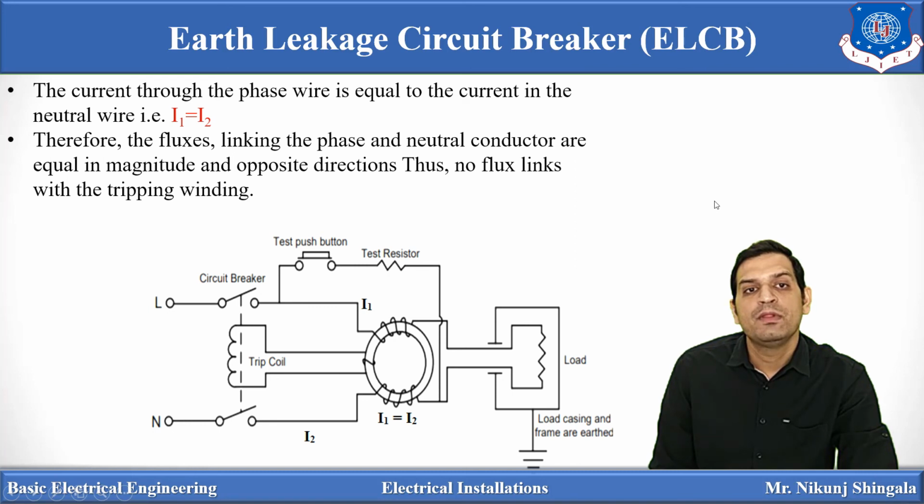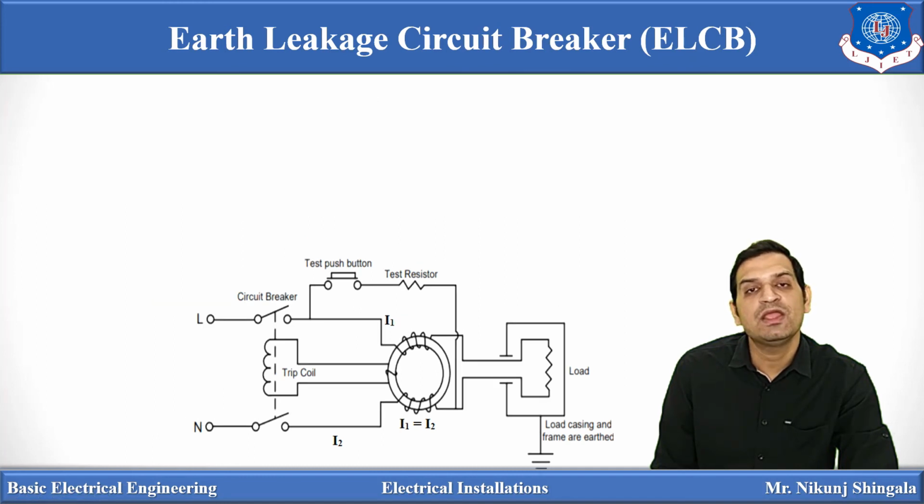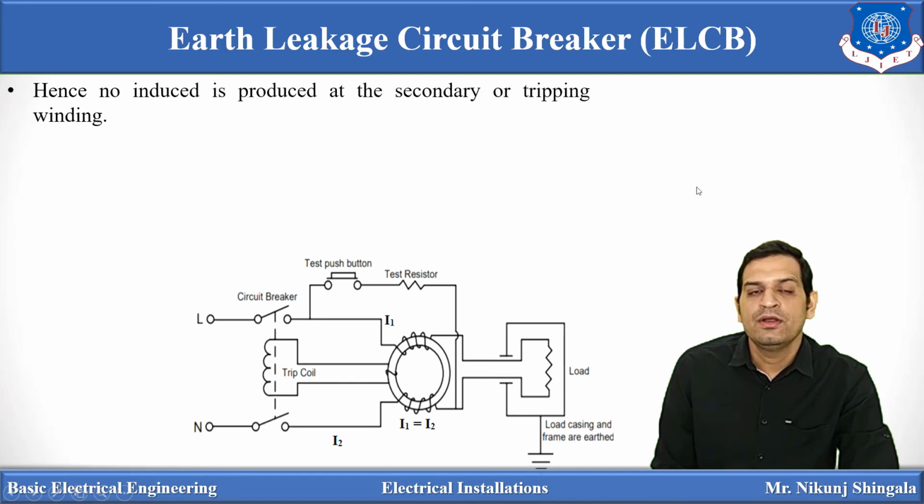So the flux linking with the phase and neutral conductor will be equal in magnitude but in opposite direction, so they will cancel each other out. So no flux gets induced in the secondary winding, no flux links with the tripping winding, and the tripping mechanism will not operate, so the load will remain connected to the supply. As I told you, no induced EMF is there in the secondary winding, so the tripping mechanism will not be operated, and the load will be connected to the supply.